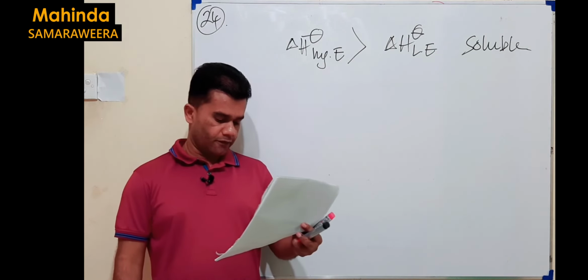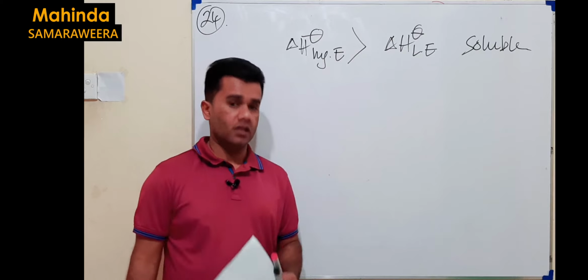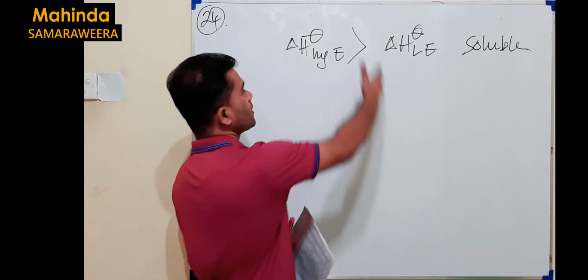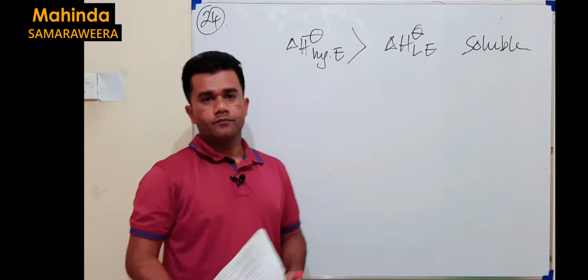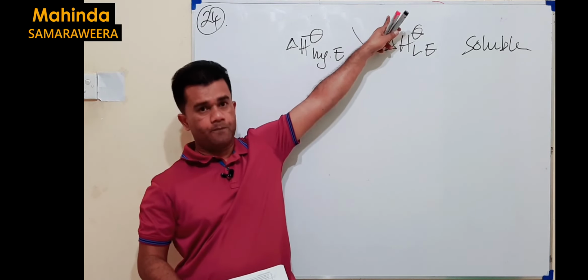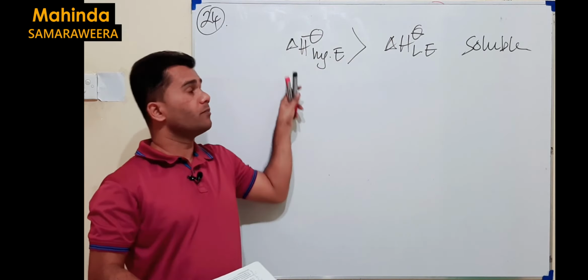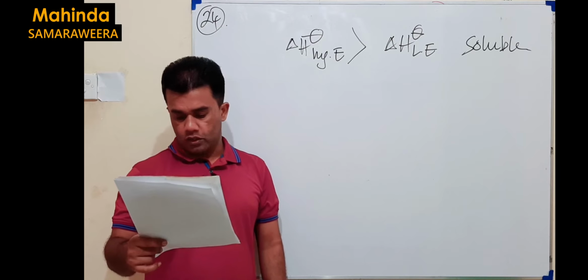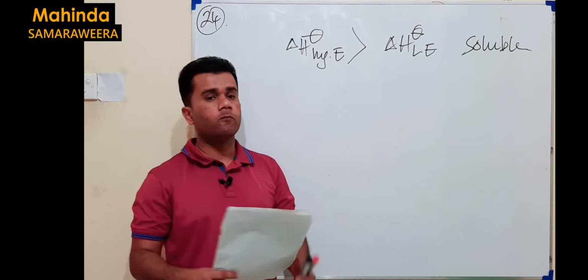This says lithium fluoride is less soluble. Lithium fluoride being less soluble means it should be the other way around. Less soluble means lattice energy will be high and hydration will be low, in the case of lithium fluoride compared to the other halides of group 1.